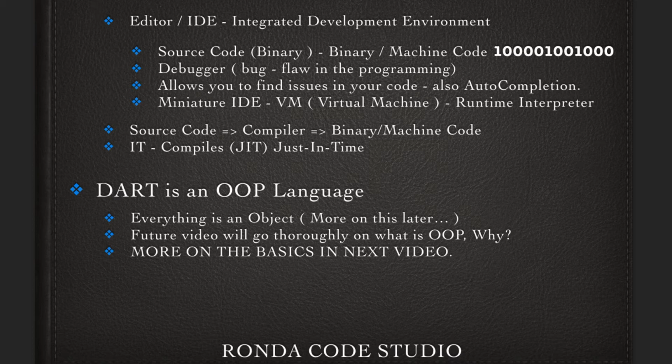IDEs have features such as auto-completion or a debugger. A debugger allows you to find flaws in your program, and auto-completion allows you to write faster code. Maybe you don't remember how to write certain methods, like init or dispose, which we'll learn about later. Maybe even a class structure. You can auto-complete certain things that developers commonly use.